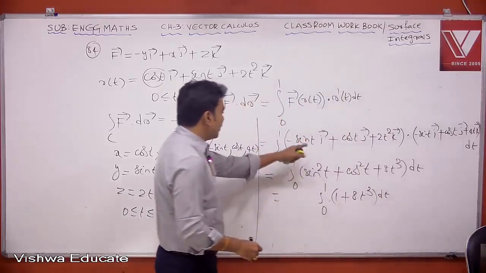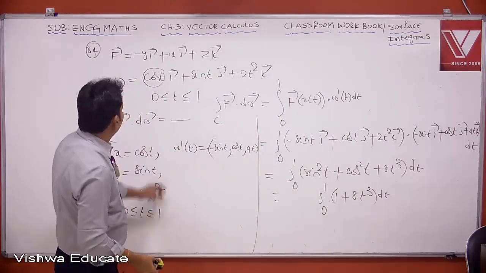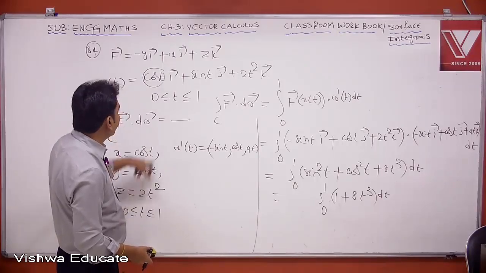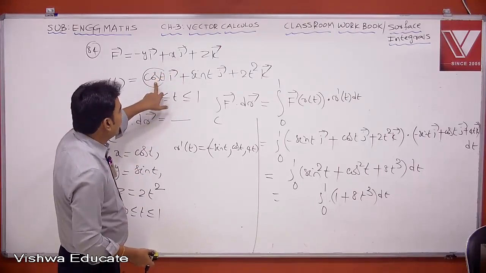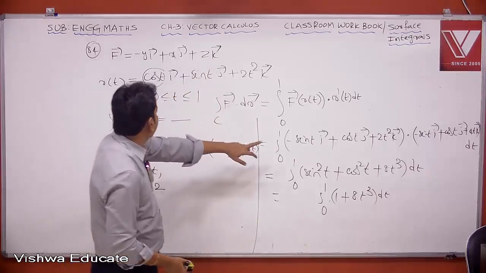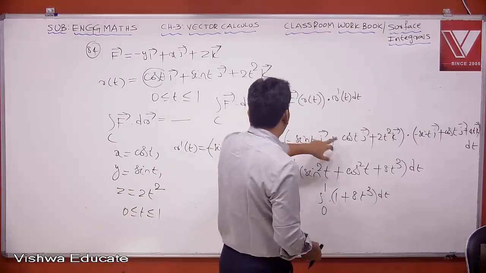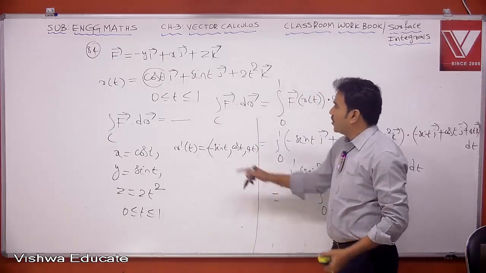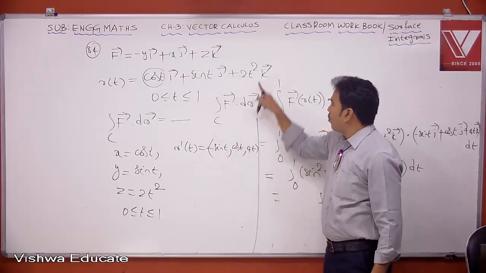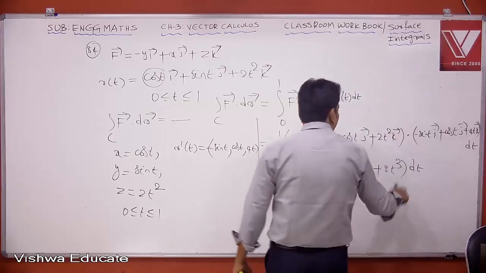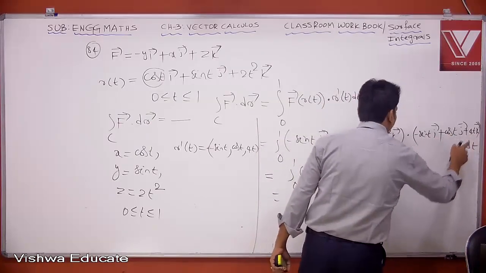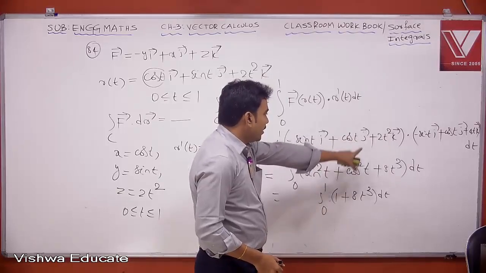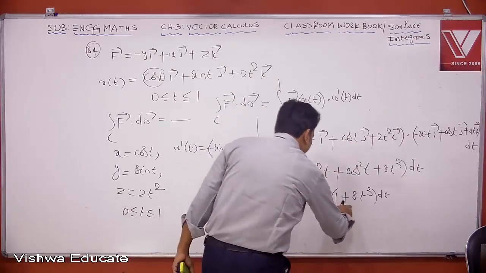Now let us cross check whether it is right or not. This is minus y, which is sin t, so minus sin t, plus x which is cos t, plus z which is 2t². Now its derivatives are: cos t derivative minus sin t, sin t derivative cos t, 2t² derivative 4t. Therefore minus into minus is plus, cos into cos is cos² t, 2t² into 4t. Yes, this is the right calculation.